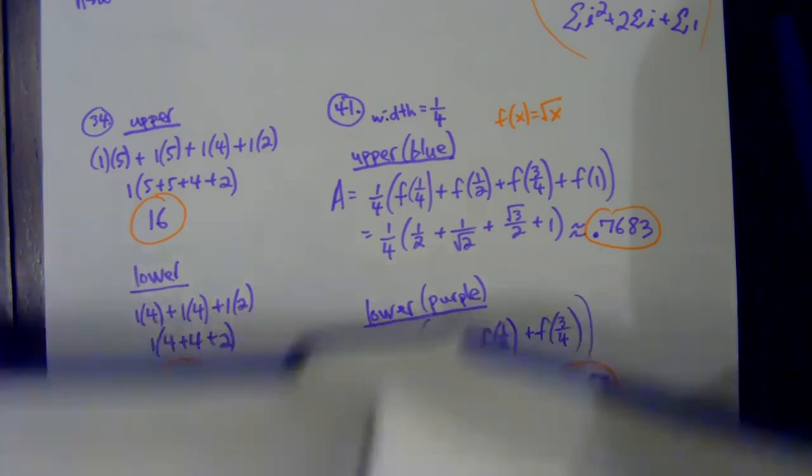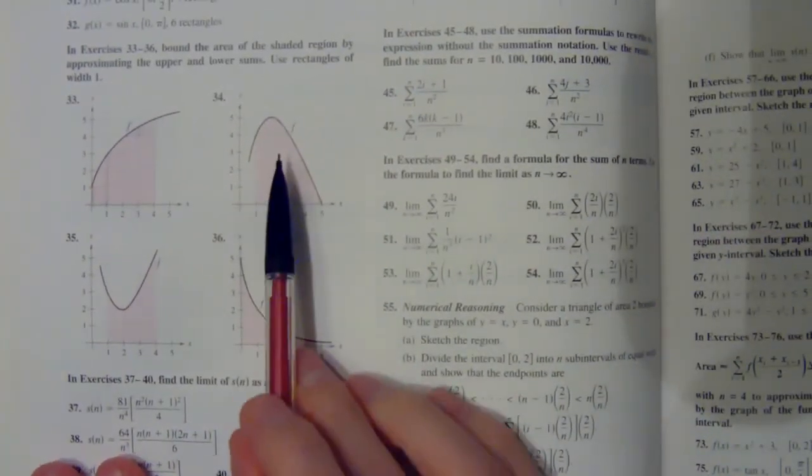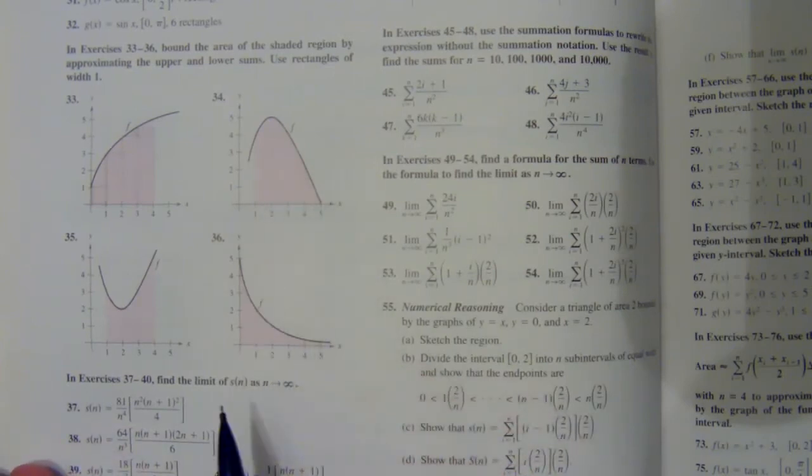So if we look at number 34 right here, what it's asking us is to find the areas of the upper bound, and then the upper sum and lower sum.